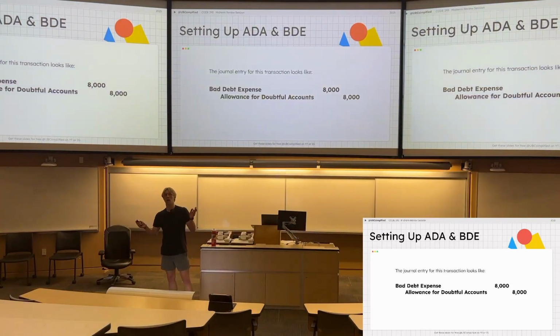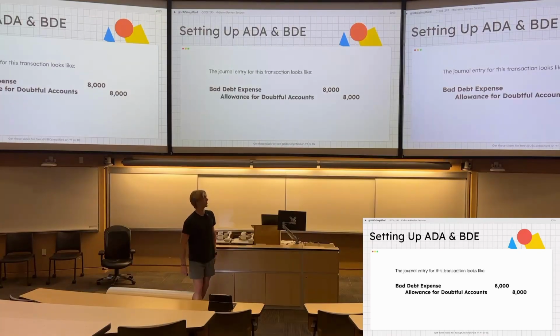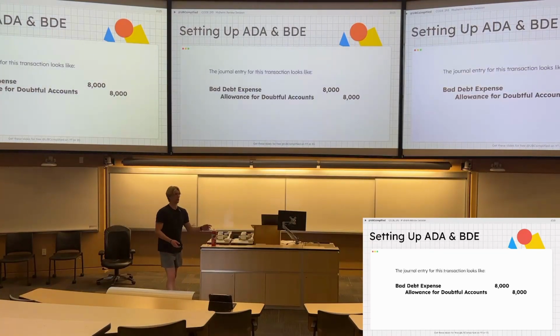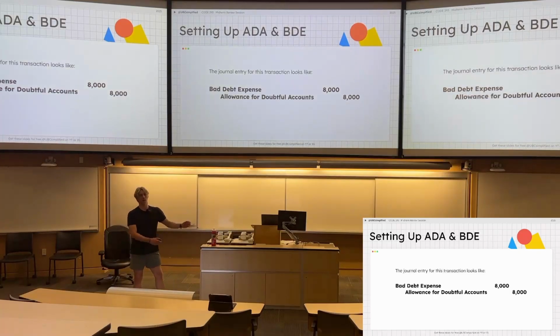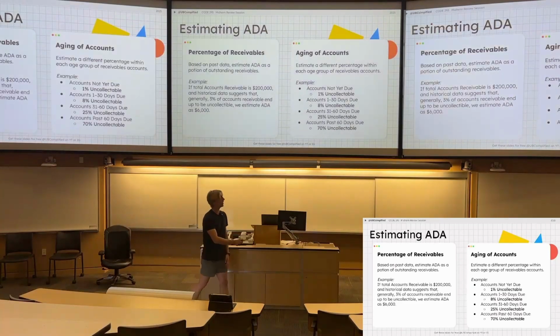And that's the only time that you touch bad debt expense. So if you think 1% of 800,000 is not going to pay you, you'll be adding that to your bad debt expense and your allowance for doubtful accounts. And then you never touch bad debt expense again. The only thing you're going to touch if things happen is your allowance for doubtful accounts, and we'll get into why you're going to touch that in a bit.